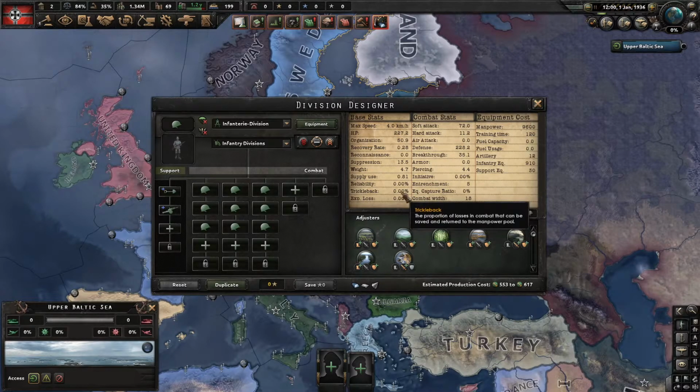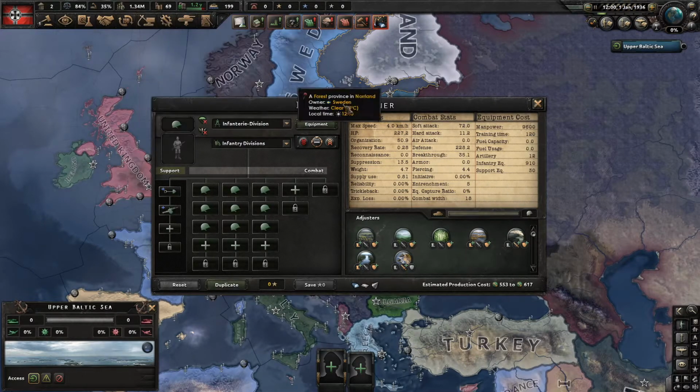Trickleback, that's pretty standard. Normally when units die in battle, they just die and go away, but this adds in the factor of a casualty being wounded, and a portion of your manpower that you would normally lose, you will save now, and that will go straight back to your manpower pool. So for instance, if we look at our manpower pool now, it's 1.34 million.